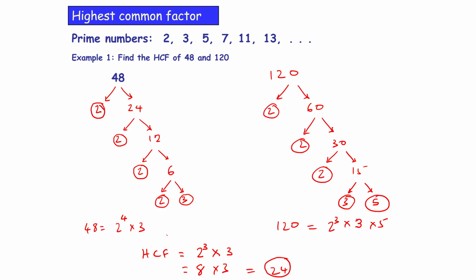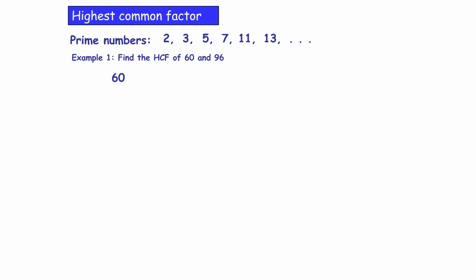So hopefully you got that. What I want you to do, if you didn't, hit pause, make some notes, some corrections, and when you're ready, hit play again. Good, off you go. Okay, this time, this is definitely all yours. So highest common factor of 60 and 96. So hit pause and find the highest common factors for me. Good, off you go.